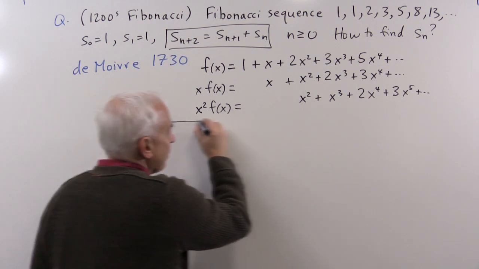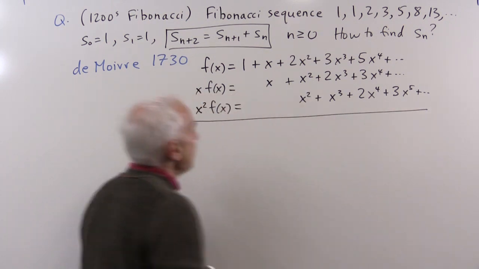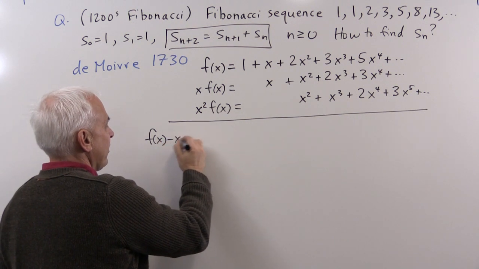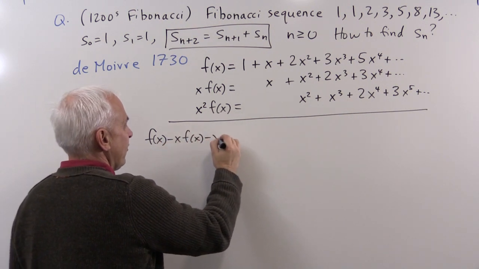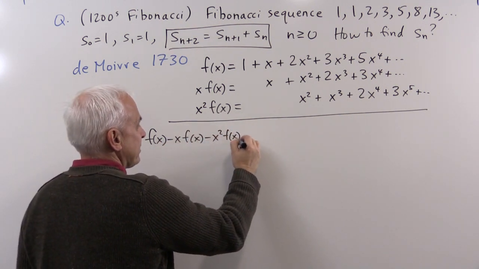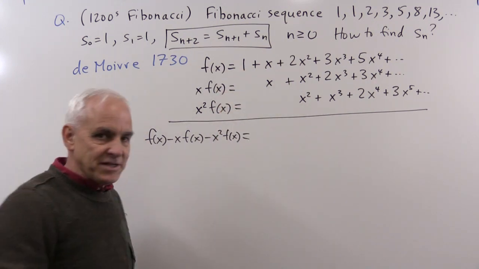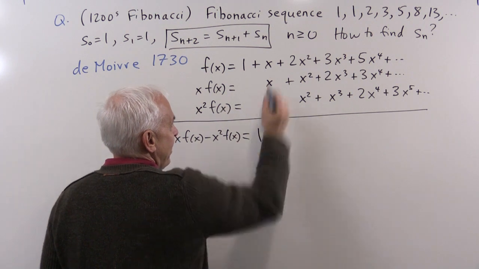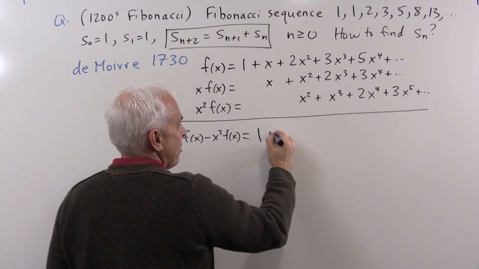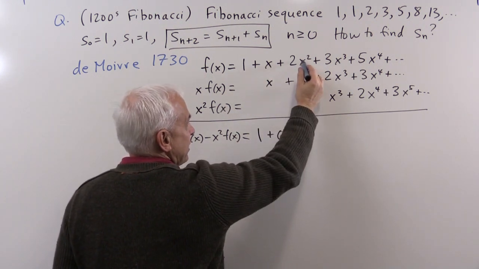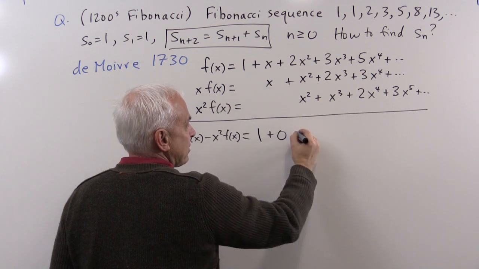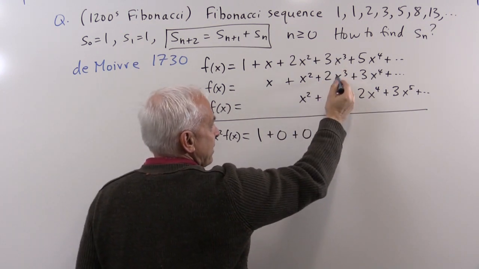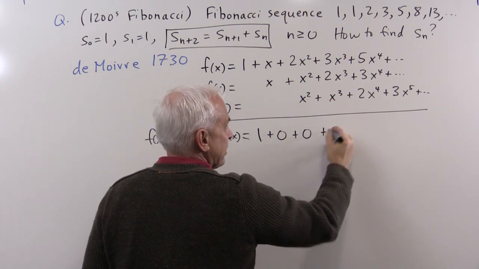And then he said, all right, what we can do now is we can manipulate things. We can take f of x minus x times f of x minus x squared f of x. So the first row minus the second row minus the third row, and then we'll get 1. And this minus this will be 0. And then this minus this minus this will be 0, x squared. And this minus this minus this will also be 0, x cubed.